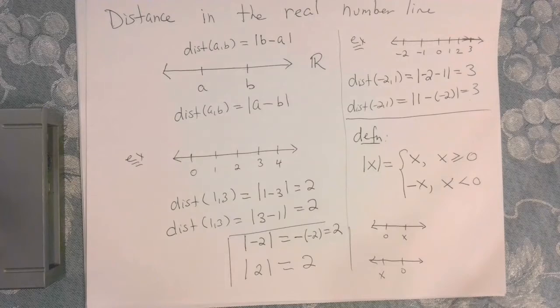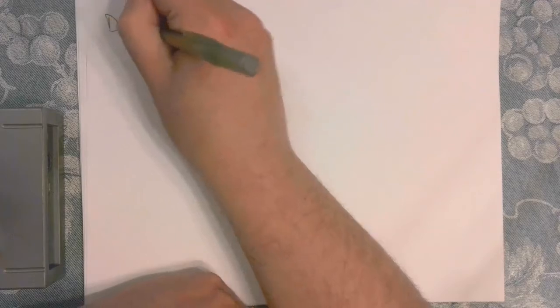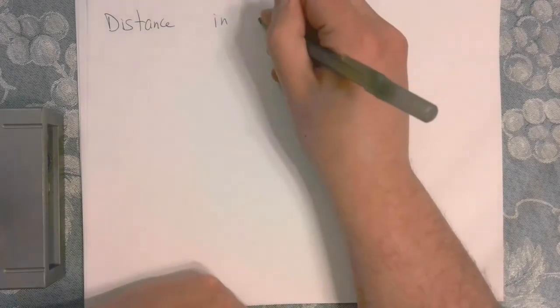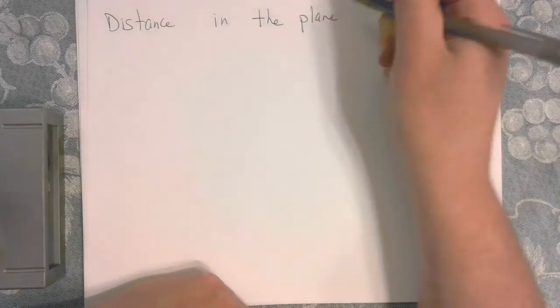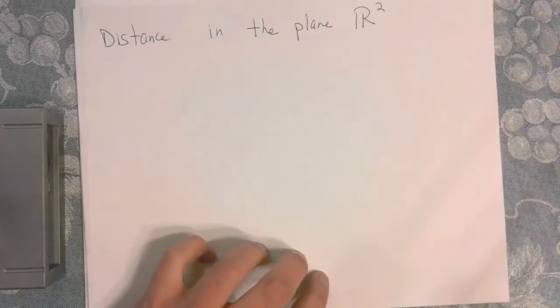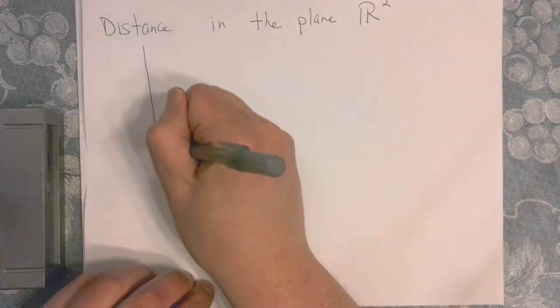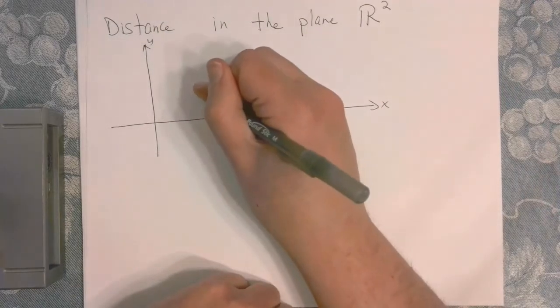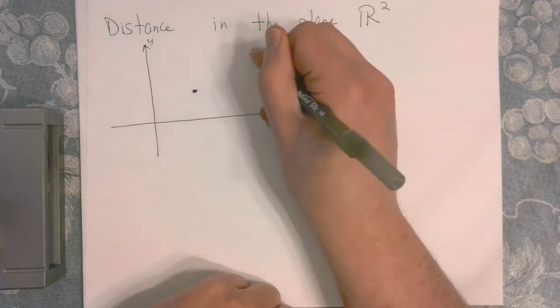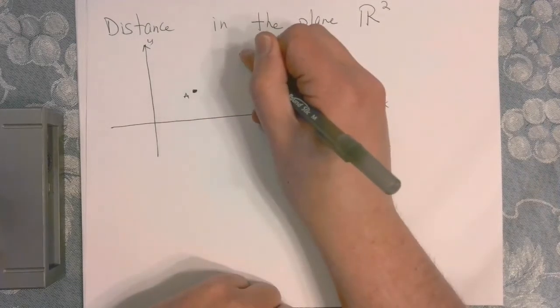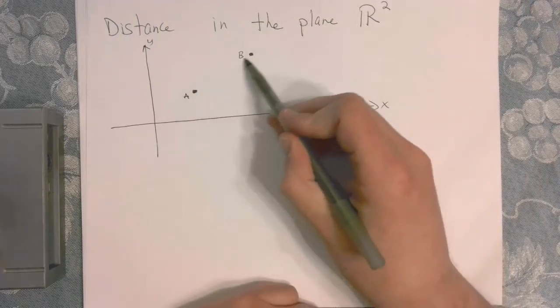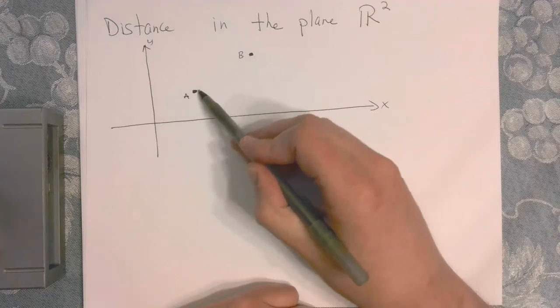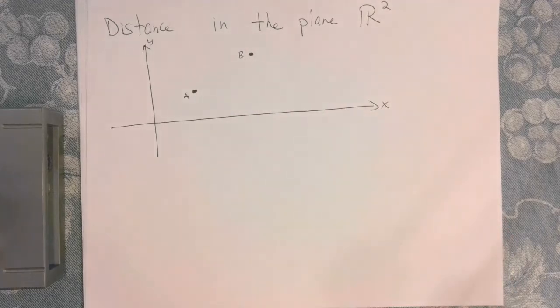Okay, so we can compute distance on a number line. Now, what about distance in the plane? Okay, so let's suppose we have 2 points that are in the plane. Let's say here's A, and let's say here's B. And we really want to know the distance from point A to point B, which is essentially this length, isn't it? So if I want that distance, we have to be kind of clever about this.